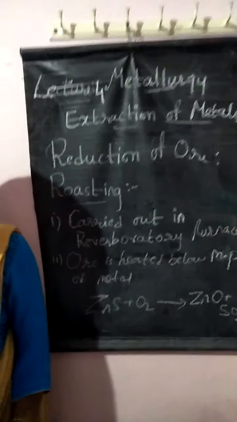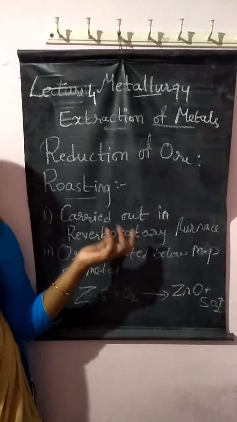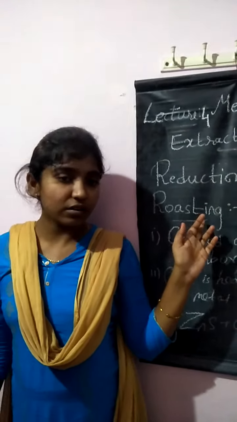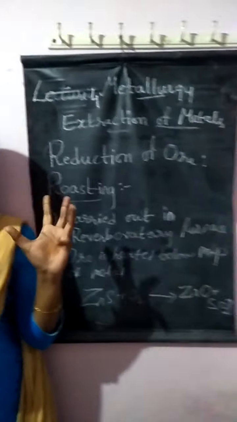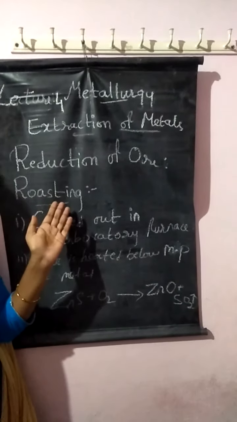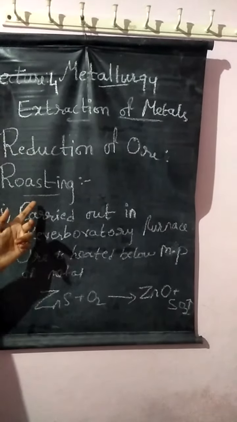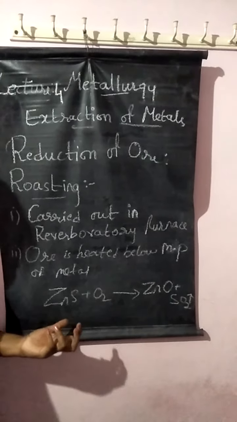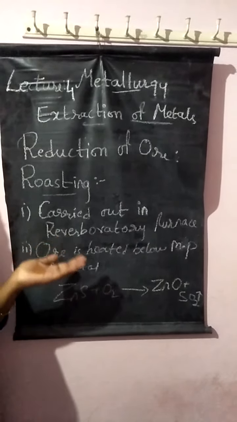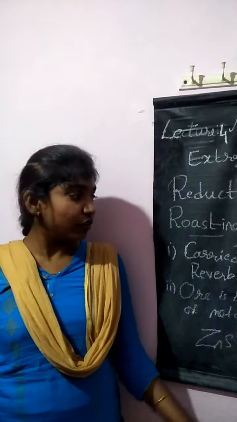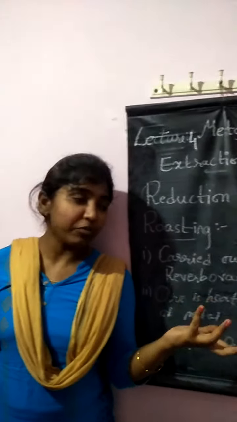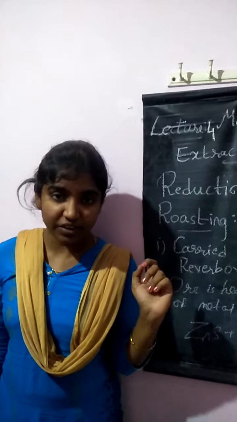What is roasting? Roasting is heating the ore in the presence of oxygen. Generally, which type of ores are taken for roasting? Sulfide ores. All the sulfide ores are heated in the presence of oxygen. What happens when they are heated in the presence of oxygen? They get converted into their oxide forms. The metal combines with the oxygen and the oxide form of the metal is obtained by the roasting process.